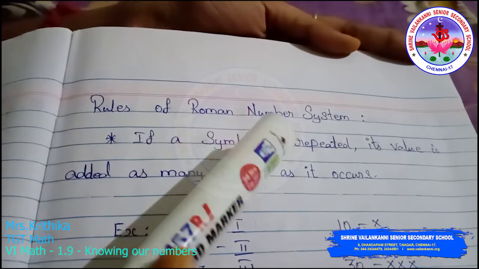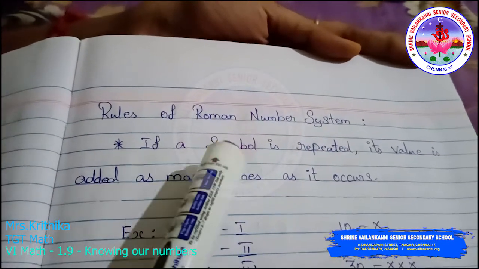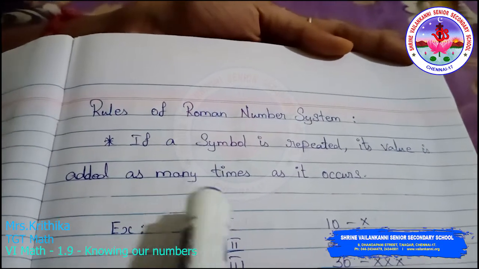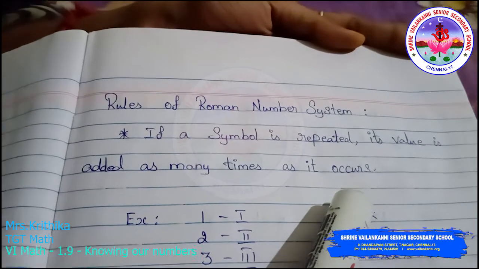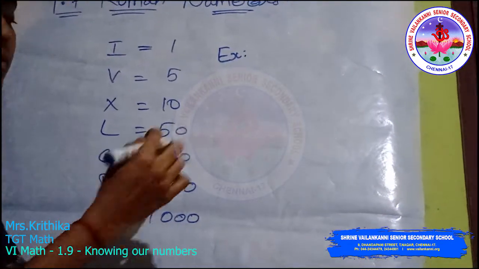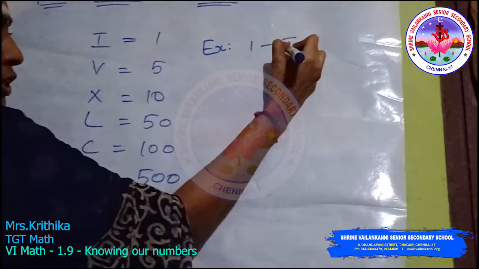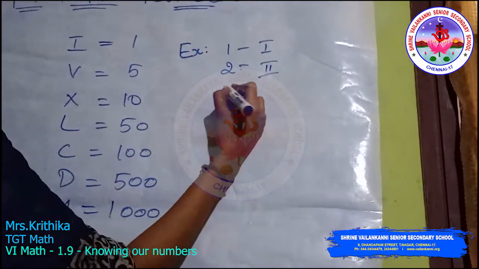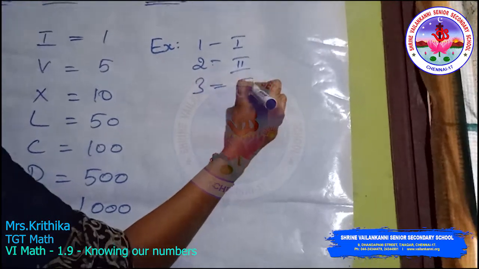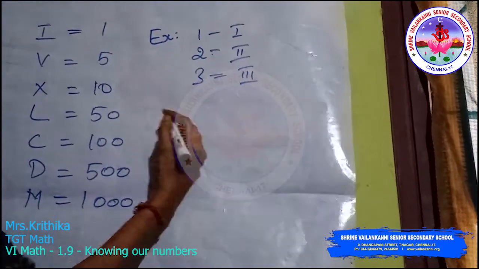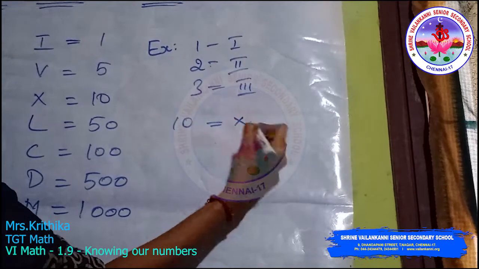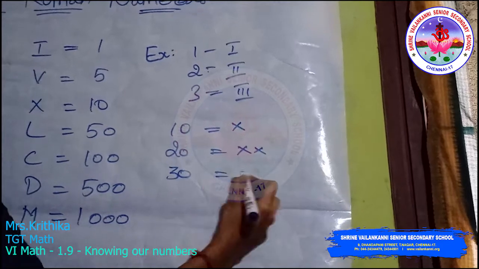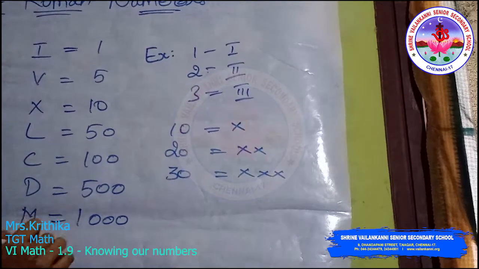Rules of the Roman number system. If a symbol is repeated, its value is added as many times as it occurs. Example, 1 is equal to I, 2 is equal to II, 3 is equal to I plus I plus I. Same, 10 is equal to X, 20 is equal to XX, 30 is equal to XXX, triple X.